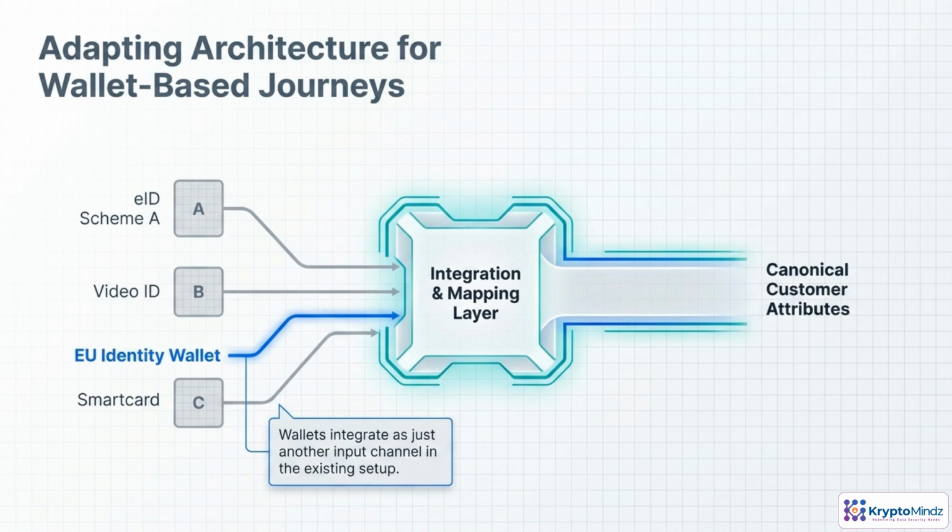Treat the wallet as just another identity channel alongside your existing eID, video ID, or smart card flows. It feeds verified attributes into the same integration and mapping layer you already use. The key work lies in updating that layer, accepting wallet payloads, validating them, and mapping them into your canonical customer record. You'll also extend consent and evidence logs for wallet events and design journeys where wallet and traditional methods coexist for many years.